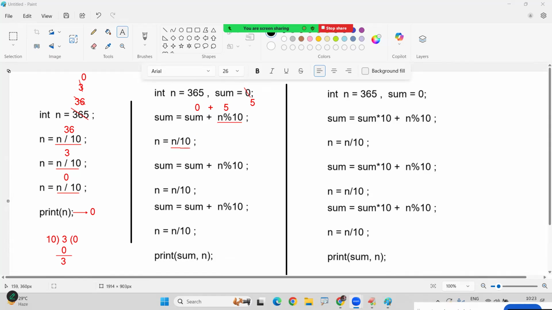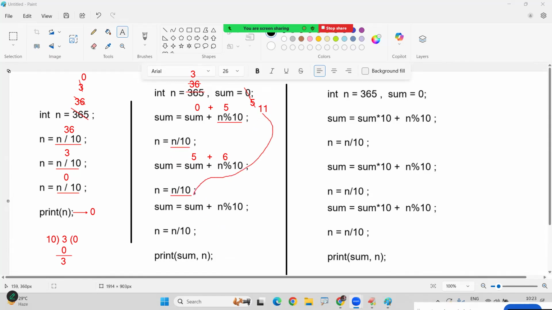n by 10 will remove the last digit, same story. 365 will become 36. Next, what is the sum value now? It's not 0, it's 5. 5 plus n mod 10. 36 mod 10 is 6, not 5, 5 is already gone. 5 plus 6 is 11. 11 will be stored into sum. Next, n by 10. In 36, if you remove the last digit, what is the value? 3.